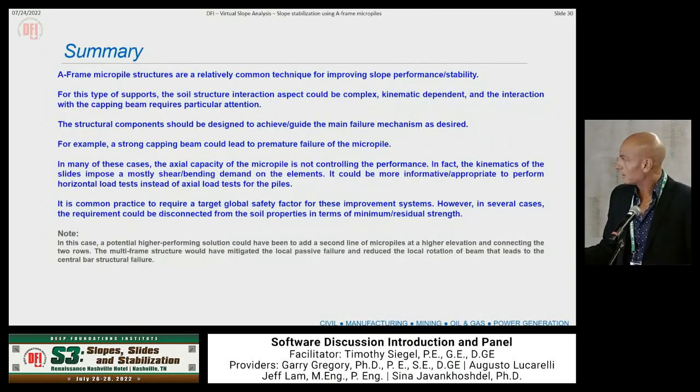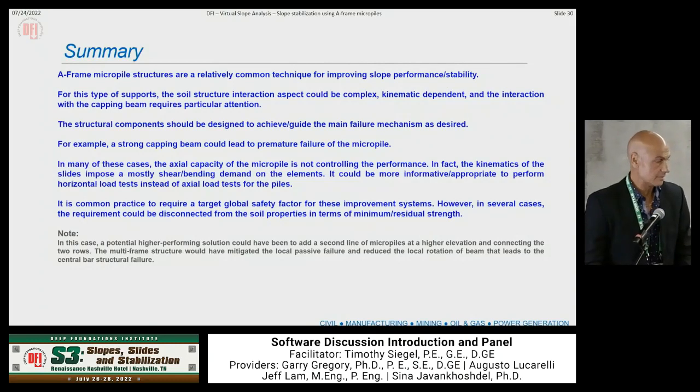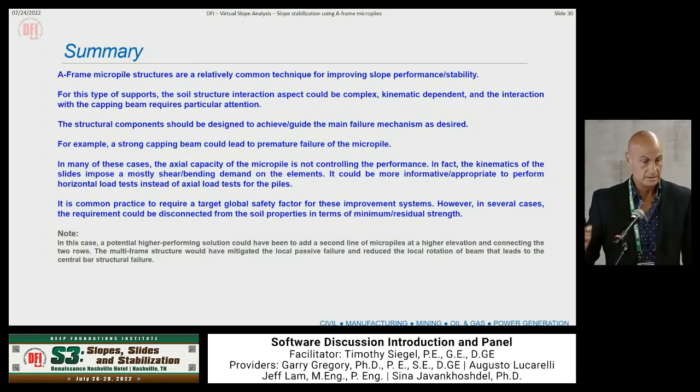I don't know if I have anything else. Well, yeah, just a little bit of a summary. So the A-frame micropile structure is a relatively common type of approach to slope stabilization. It is actually quite effective. We need to pay a little bit more attention to the detail. This is a message that I would like to share: it's okay to adopt simplified methods to have an initial idea, but really the configuration of the structure, from inclination, connection to capping beams, how many levels of micropile and how they are placed, is playing an important role in the response.